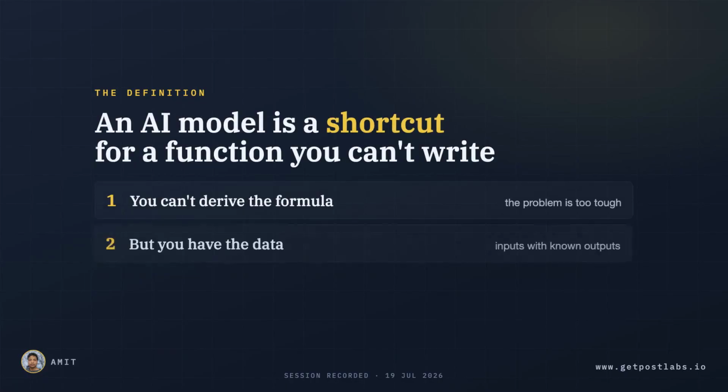That's what an AI model really is. A shortcut for a function you can't write. You can't derive the formula, but you have the data. So you train on the data, and the weights become that function for you. A box that you couldn't code by hand.